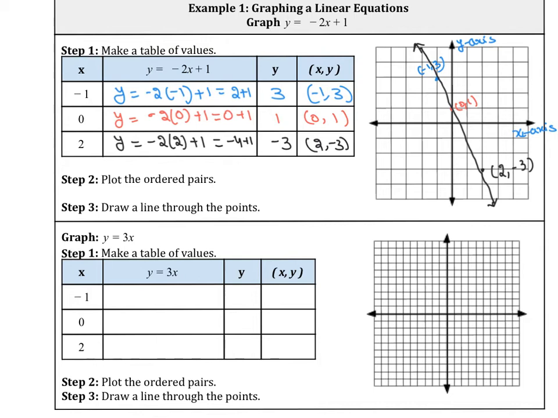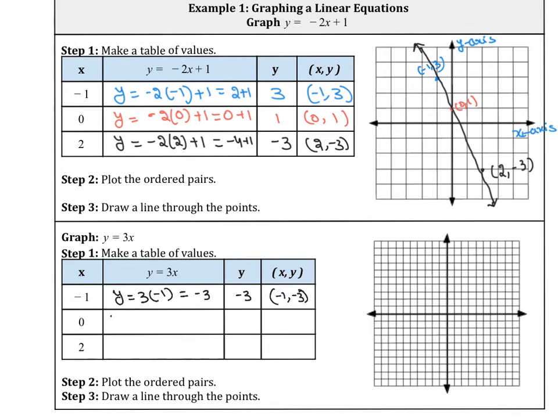y is equal to negative 2x plus 1. Our next example is y is equal to 3x. So we're going to graph y is equal to 3x. And the x values we chose are negative 1, 0, and 2. We are going to use these values and find the y value. So our first value is negative 1. We are going to use x is equal to negative 1 and find the y value. 3 times negative 1 is negative 3. So y is negative 3. Our point is negative 1 comma negative 3.